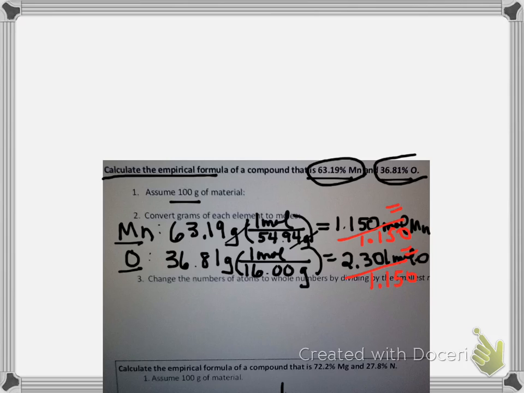Notice if we divide 1.150 divided by 1.150, we're going to get 1 mole of manganese out of that. If we divide 2.3 divided by 1.15, we're going to get 2 moles of oxygen. Now, is that the simplest ratio? MnO2. By the way, we'd never write 1 there, right? A 1 to 2 ratio is the simplest ratio, and they're both whole numbers. So it turns out this is the simplest whole number ratio. This is the empirical formula, a 1 to 2 ratio of manganese to oxygen for manganese dioxide.